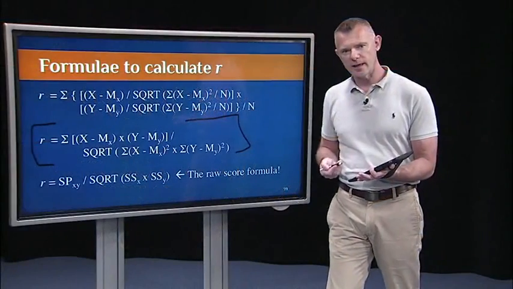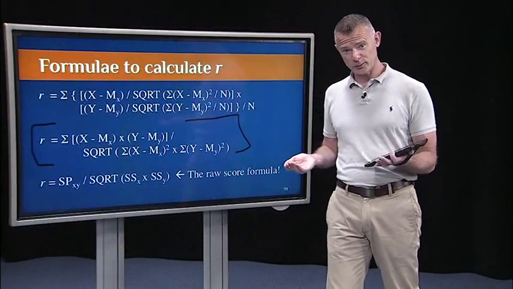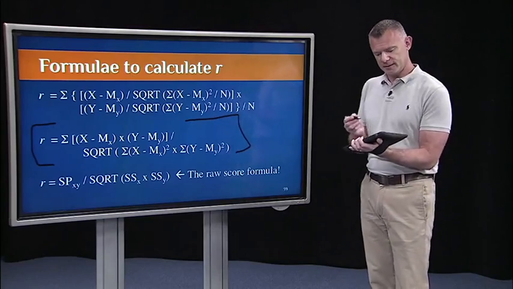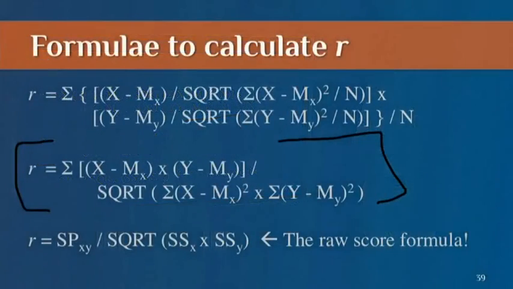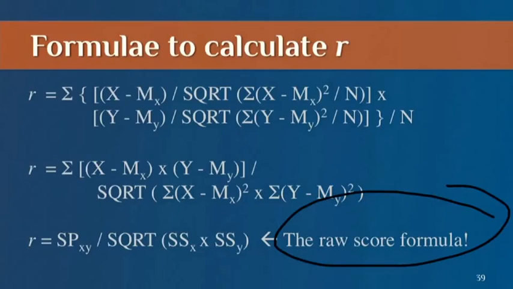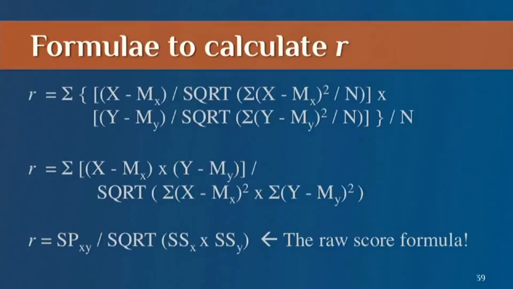And if you take a close look at that formula in the middle, it's sort of cool, right? Because it's the sum of cross products in the numerator, and then sums of squares for x and sums of squares for y in the denominator, which, remember, is the raw score formula. So the sum of cross products is right here. Sums of squares x is right here. And sums of squares y is right here.